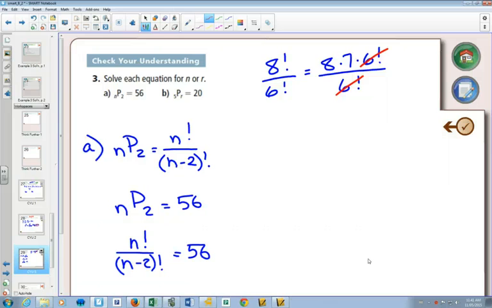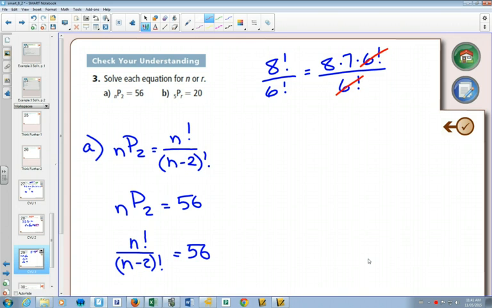Now you can do this with variables as well. The hardest part is looking at your variables and making a decision which is bigger. Is n factorial bigger or is n minus 2 factorial bigger? It's not that hard, but sometimes it will catch you and you'll start expanding the wrong one. Which is bigger, n factorial or n minus 2? n, right? Because the other one is 2 less.